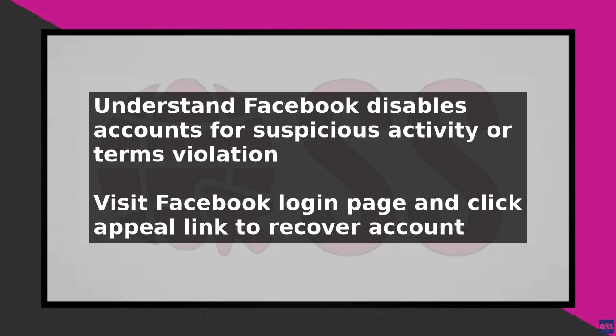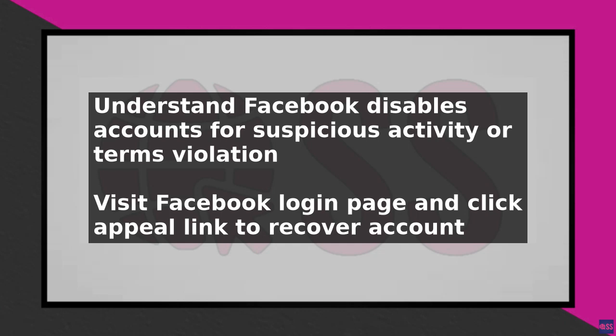To fix a disabled Facebook login, follow these steps. First, understand that Facebook disables accounts for various reasons, including suspicious activity, fake accounts, or violating terms of service. If your account is disabled, start by visiting the Facebook login page and entering your email address and password.